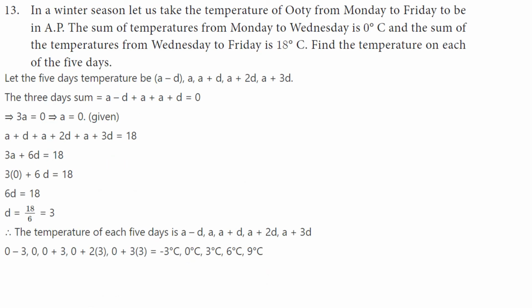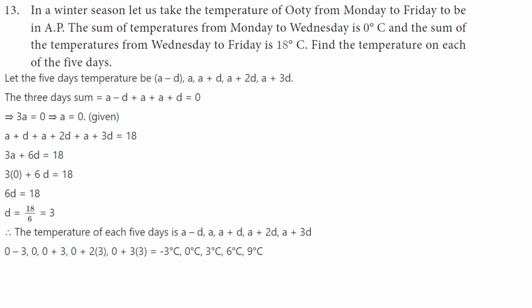In winter season, let us take the temperature of Ooty from Monday to Friday to be in AP. The sum of temperatures from Monday to Wednesday is 0 degrees Celsius and the sum of the temperatures from Wednesday to Friday is 18 degrees Celsius. Find the temperature on each of the 5 days. So first we take it, let the 5 days temperature be a minus d, a, a plus d, a plus 2d, a plus 3d. First the 3 days sum, that is a minus d plus a plus a plus d equal to 0, minus d plus d cancel, 3a equal to 0, a equal to 0.